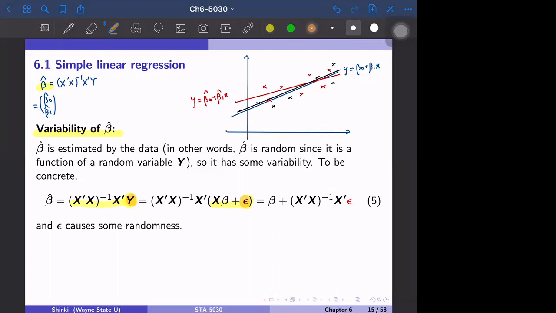And actually, except for this part, the remaining part, (X transpose X) inverse X transpose X beta, this is just beta, right? So X transpose X cancel. So the remaining term is here. So this basically brings in some variability. So (X transpose X) inverse X transpose epsilon. So this term causes the randomness of beta hat.